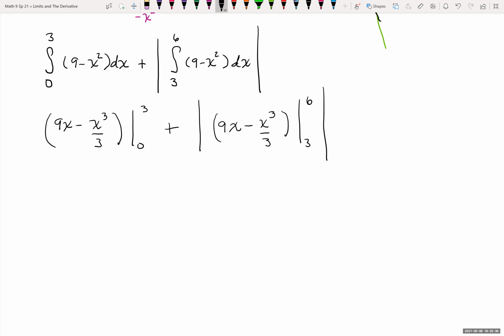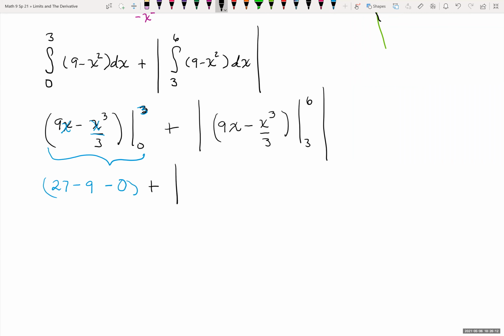So plugging in our upper bound first for the first integral, plugging in 3 wherever we see an x, we get 9 times 3 is 27, minus 3 cubed is 27, 27 divided by that 3 is 9, so minus 9. And then we have minus, plugging in 0 wherever we see an x, we get back 0. So that's our first integral.